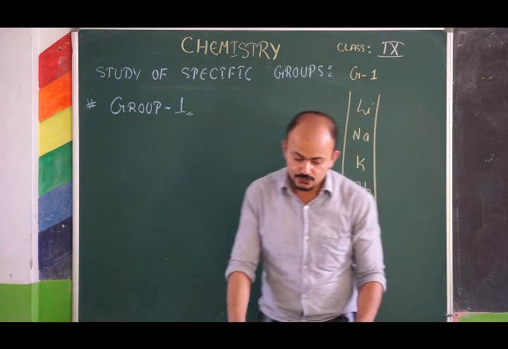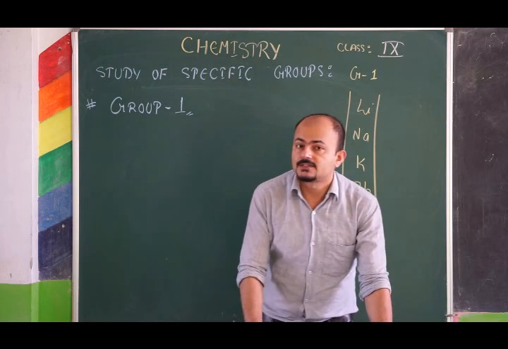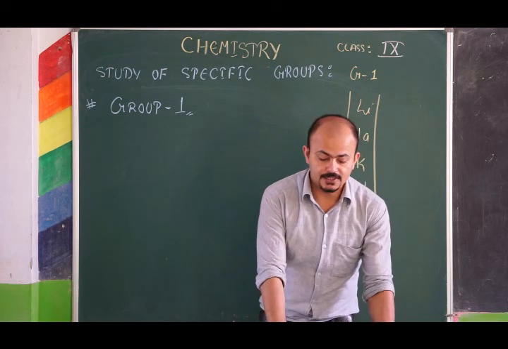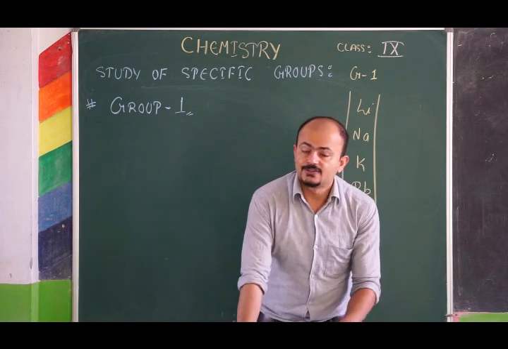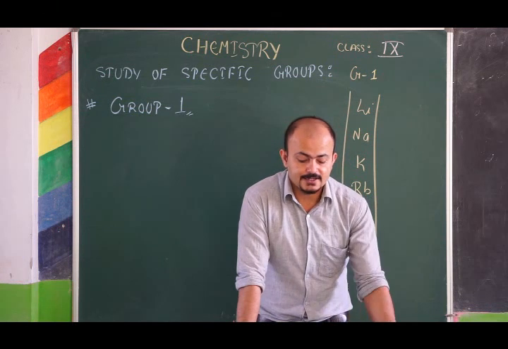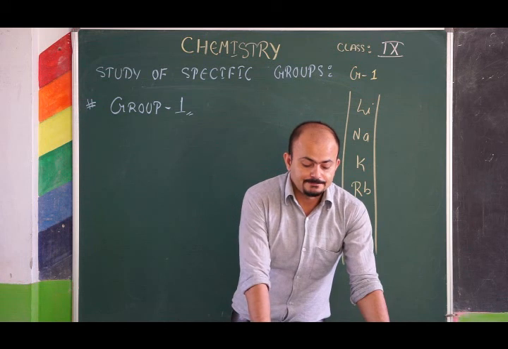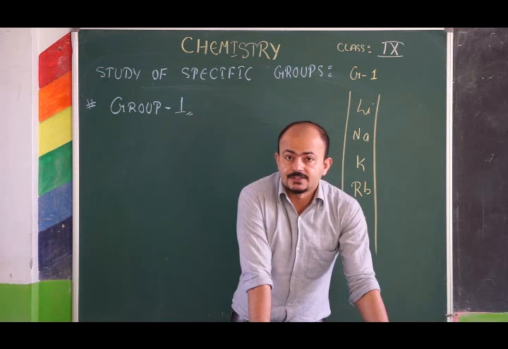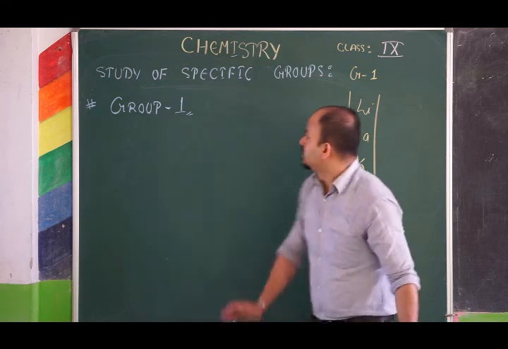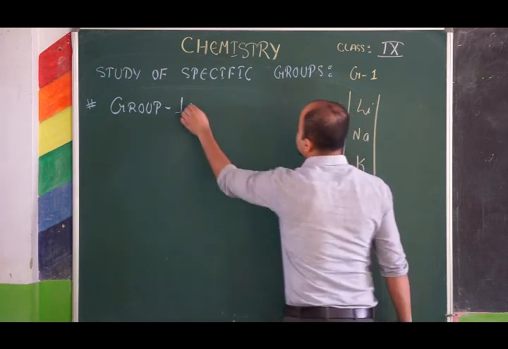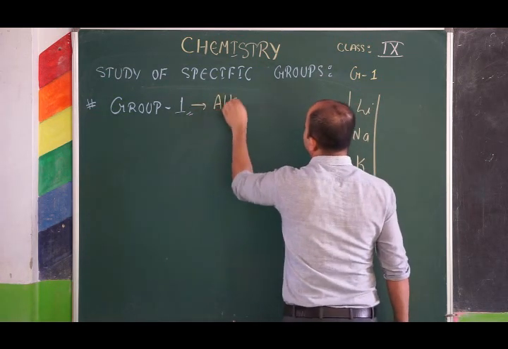Now in your book, you have certain characteristics of these elements. Okay, turn to page number 90. There we have characteristics of the group 1 elements. The first one is the name. You know these are alkali metals. Group 1 is known as what? Alkali metals.